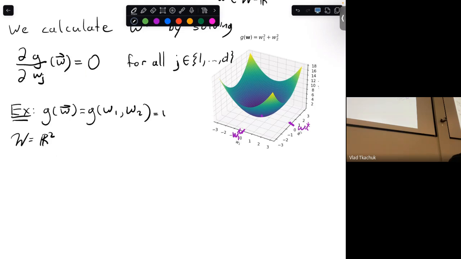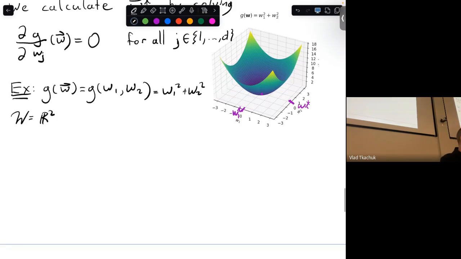And the function is just W1 squared plus W2 squared. And you can do this for more dimensions, and you get these equivalent bowl-shaped things in higher dimensions that we can't visualize. Okay, and then let's solve this. Quite easy to do. Hopefully don't get confused.